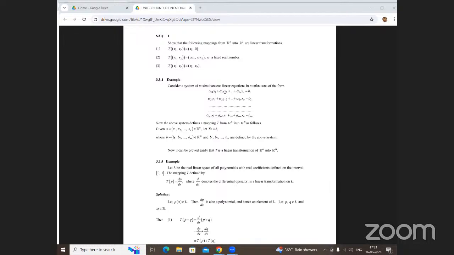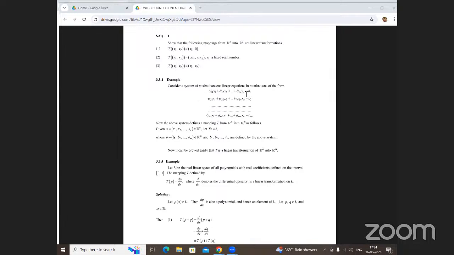That is a11x1 + a12x2 + so on + a1nxn = b1. Here a11, a12, so on, a1n, a21, a22, so on, a2n, and up to am1, am2, so on, amn. This is the m×n form. These are the coefficients, all entries of the coefficient matrix, denoted by capital A.